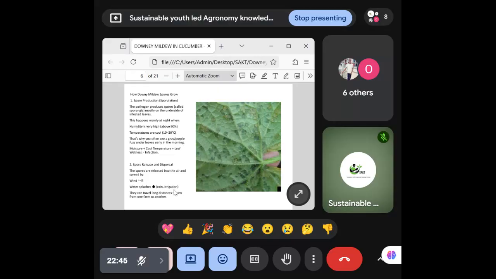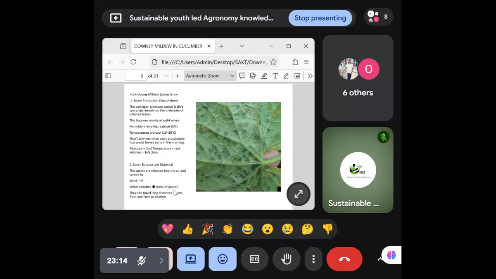So when there's the presence of the pathogen on your farm already, and then you have winds blowing, it is easy for the wind to carry the pathogen. Anything that makes it drop on the leaf of your cucumbers, it starts growing. It's as easy as that, especially if the temperature favors it.